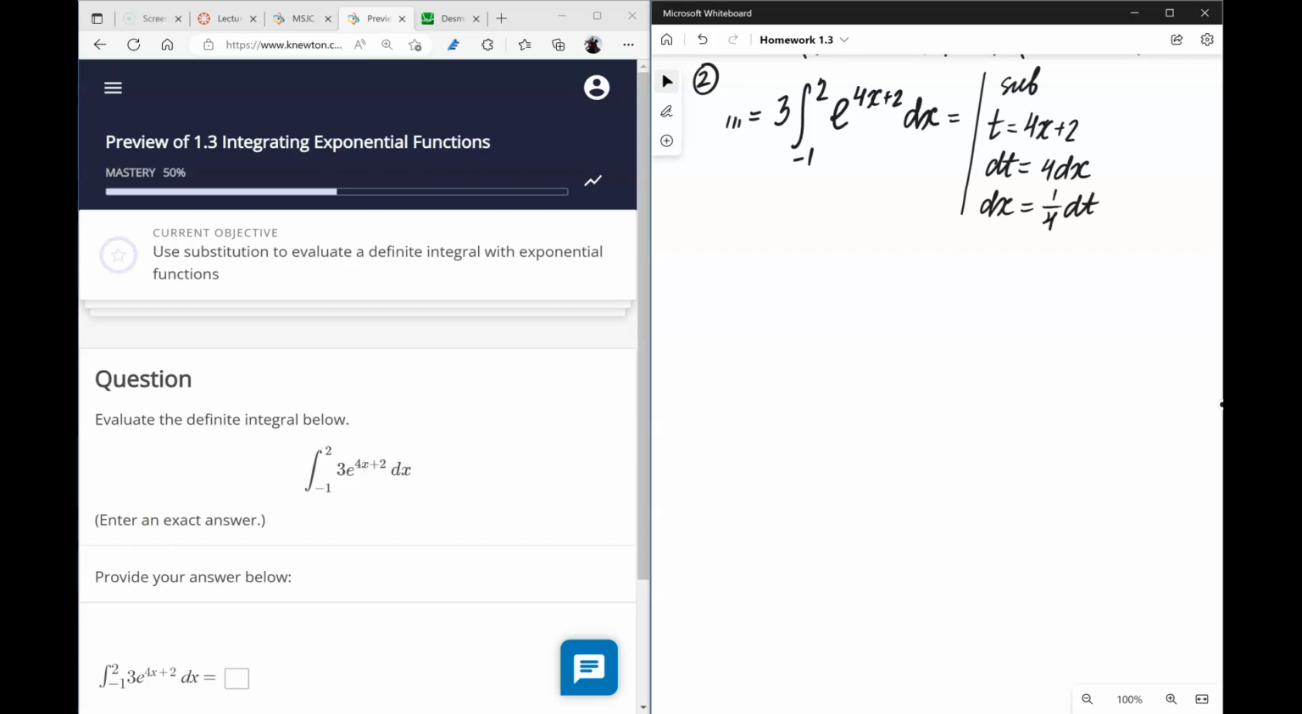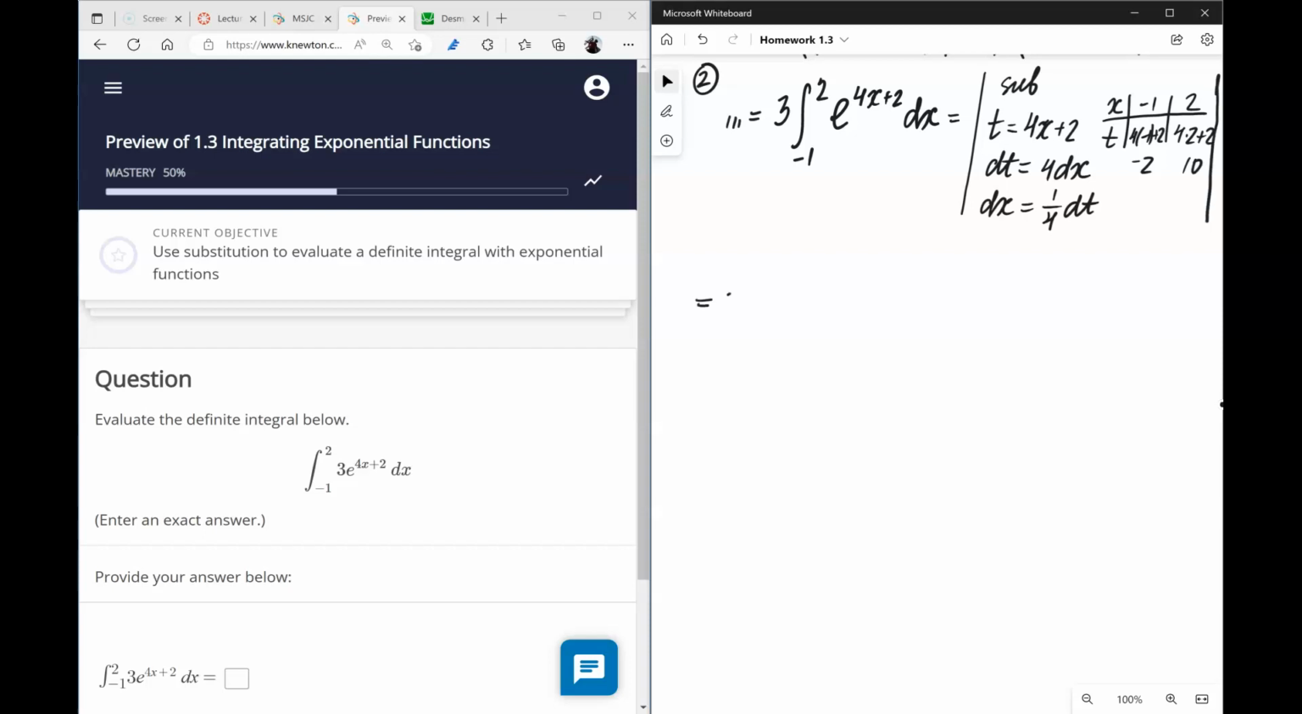But here, unlike in the previous method, I'm going to actually go ahead and change the limits of integration. So when x is equal to -1, t is equal to, and then I'm just going to go off how t is defined. So it's defined as 4x plus 2. So it's going to be 4 times -1 plus 2, which is -2. And when x equals 2, we get 4 times 2 plus 2, which is 10.